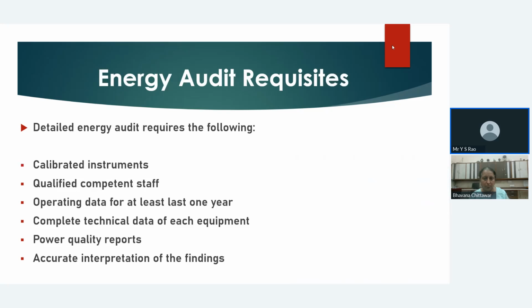Whenever conducting energy audit on HVAC systems is in talks, one should not forget that there are certain prerequisites for it, like calibrated instruments, qualified staff competent to perform testing at sites, operating data of the equipment for the last 1 year, technical data sheet of all the equipment, power quality reports, and last but not the least, a competent energy auditor to analyze the data and interpret the reports.